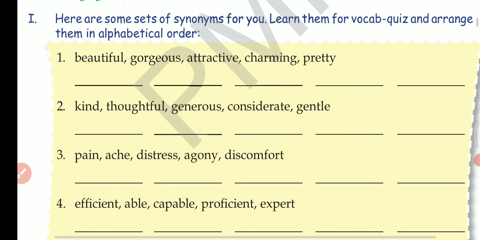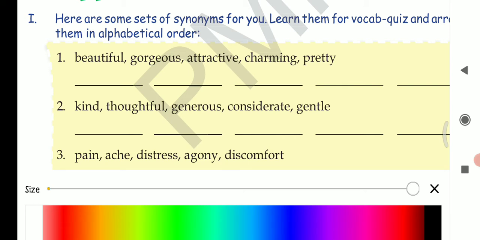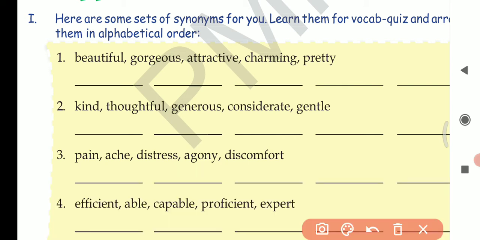The first one is the first question. In the first question we have 5 words, that is beautiful, gorgeous, attractive, charming, and pretty. So which word will come first? Let me take my digital pen. Yes. First, in these 5 words, we can very easily see that attractive starts with A. So attractive will come first. So in the first blank you will write attractive.